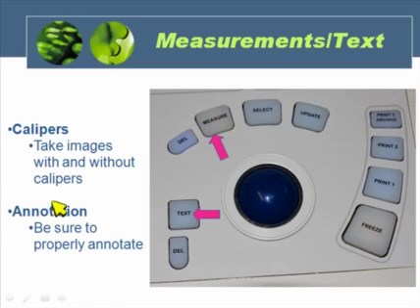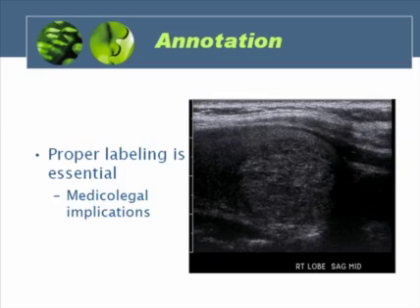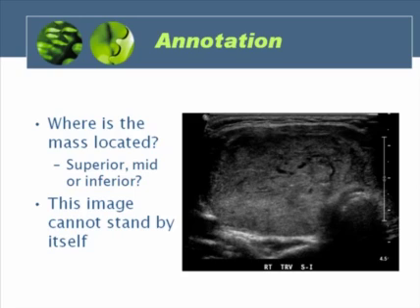When annotating the image, it is very important to properly annotate. Many of the manufacturers have made it easy for us to annotate with built-in settings. However, if you're going to label, proper labeling is essential. Notice this image. Notice that the sonographer told us that this was the right lobe, it's a sagittal plane, and that this mass is located in the mid portion of the gland. Nobody will ever look at this single image and question where this mass is located. Proper annotation is essential for the medico-legal implications and complications.